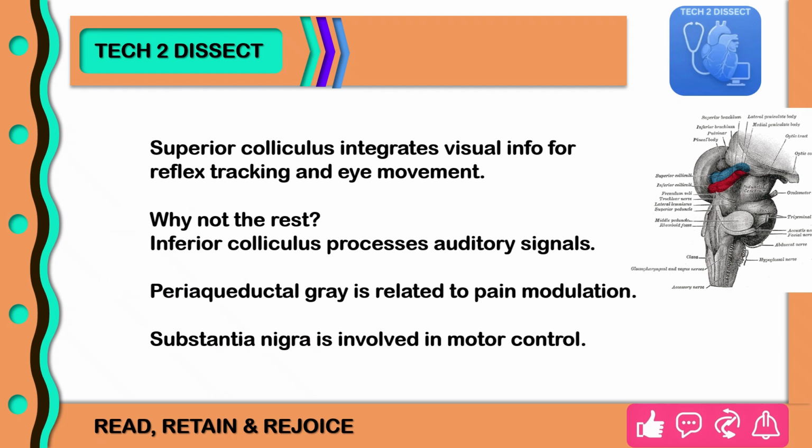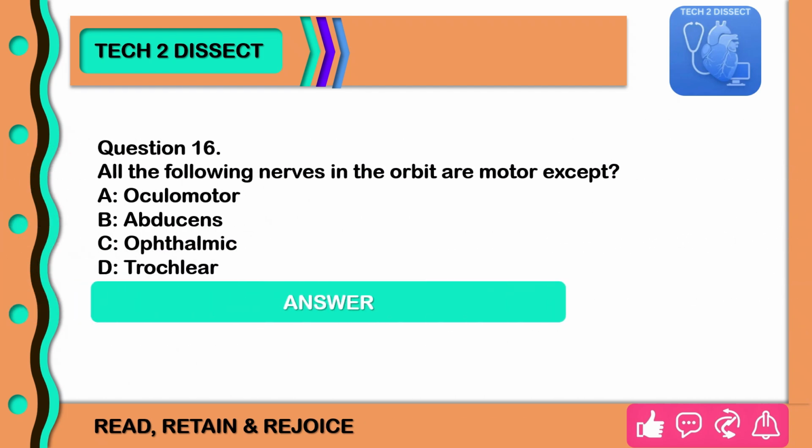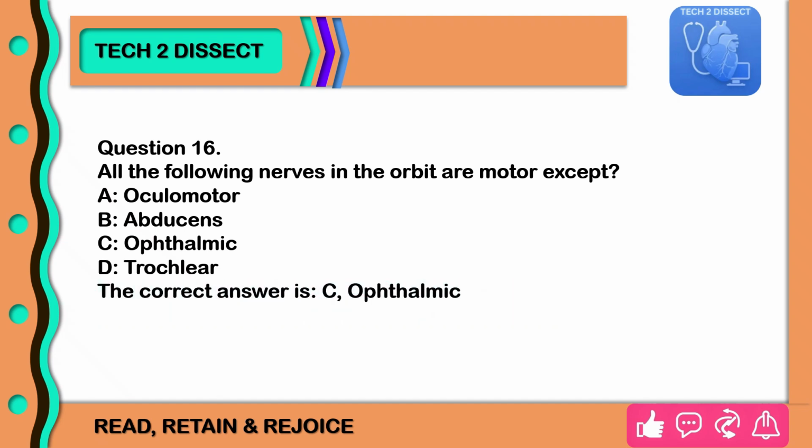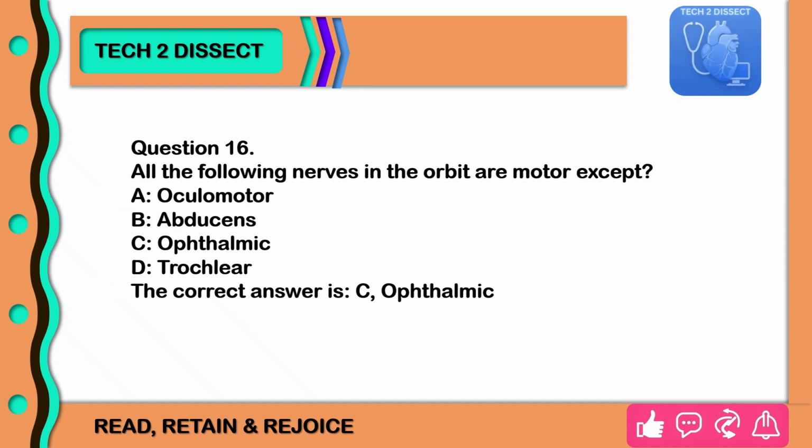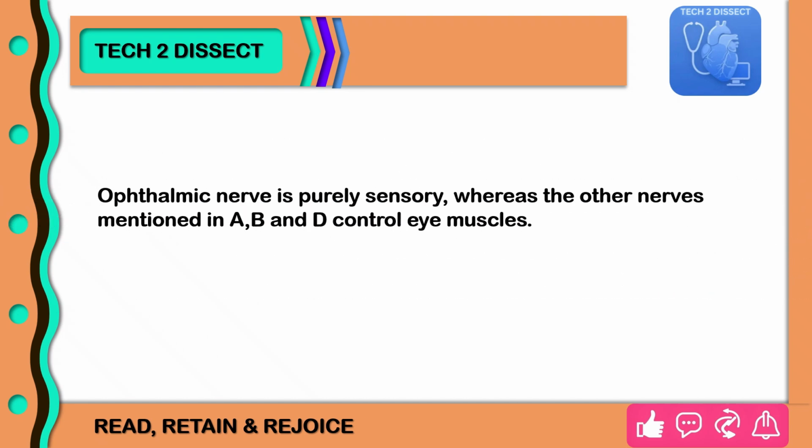Question 16. All the following nerves in the orbit are motor except: A. Oculomotor. B. Abducens. C. Ophthalmic. D. Trochlear. The correct answer is C. Ophthalmic. Ophthalmic nerve is purely sensory, whereas the other nerves mentioned in A, B, and D control eye muscles.